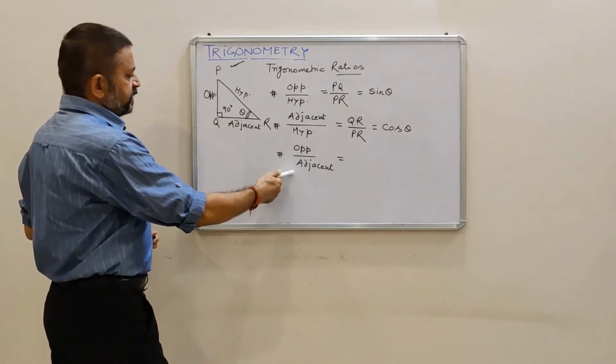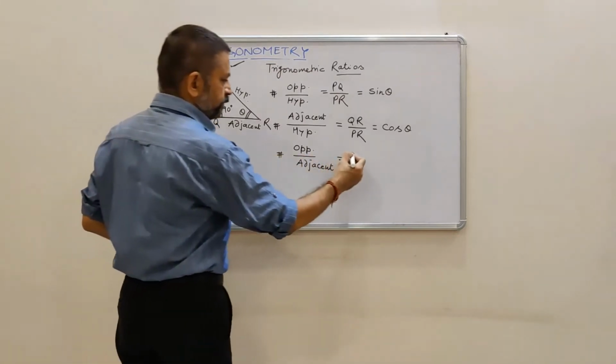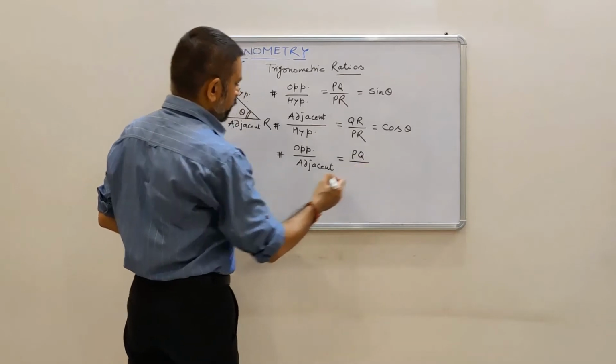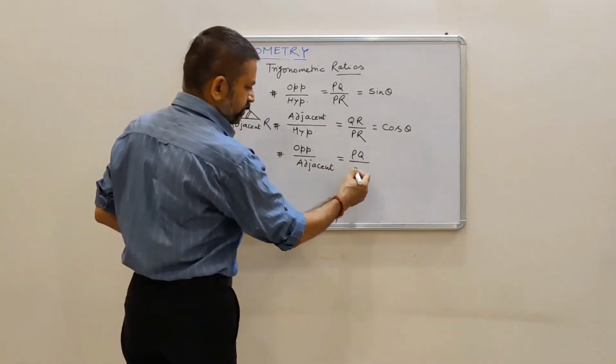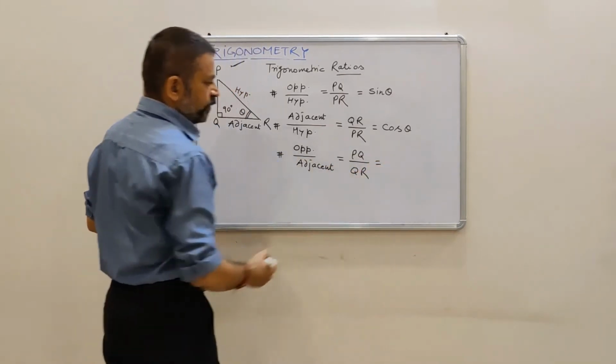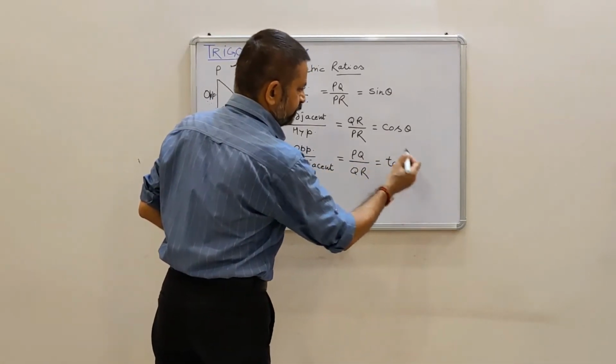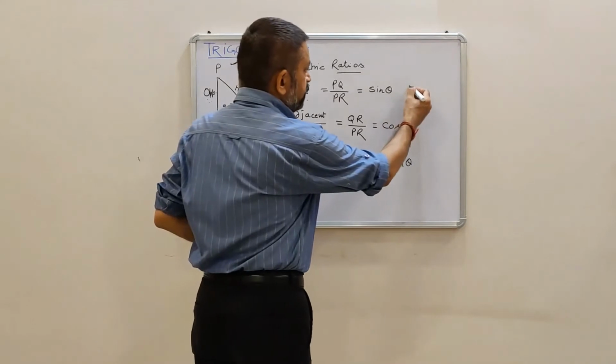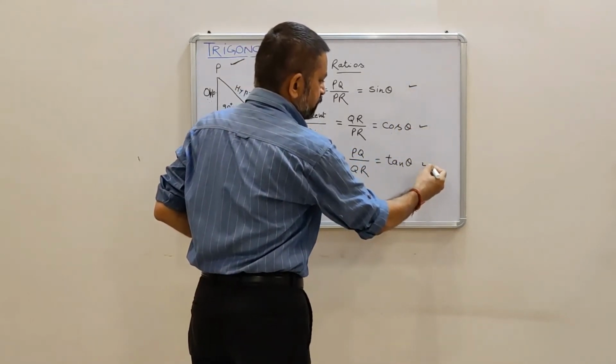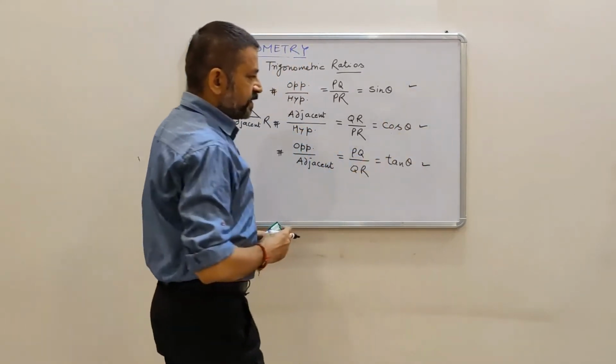Opposite upon adjacent. Opposite is PQ upon adjacent, which is QR. So PQ upon QR, we give this the name tan theta. These are our 3 basic trigonometric ratios: sin theta, cos theta and tan theta.